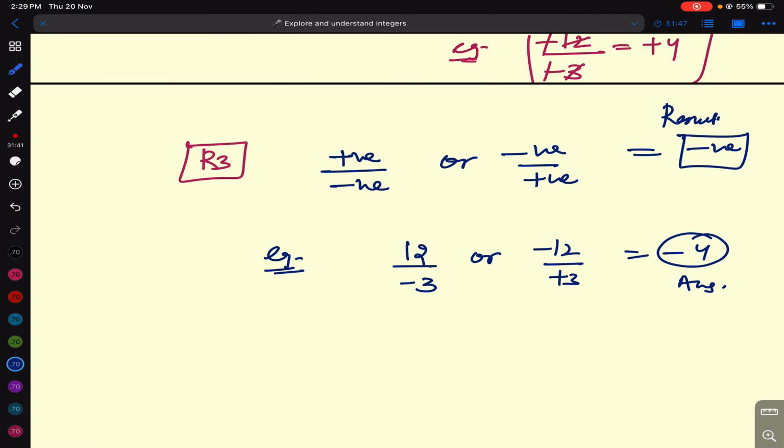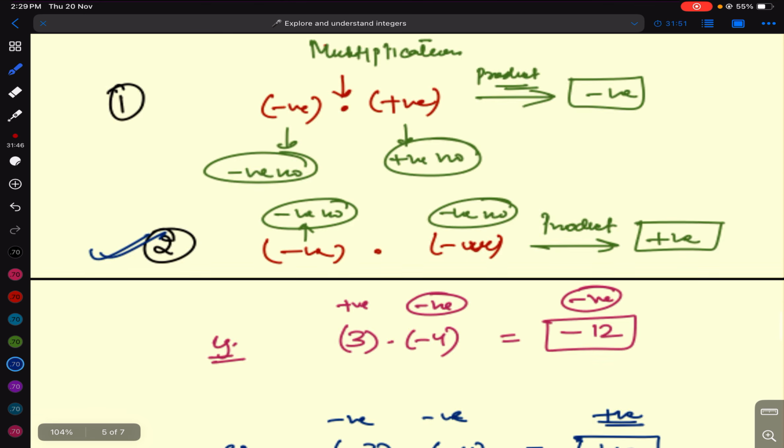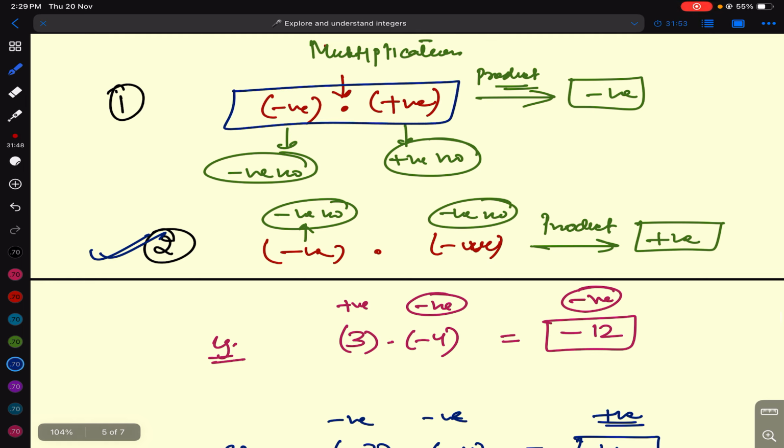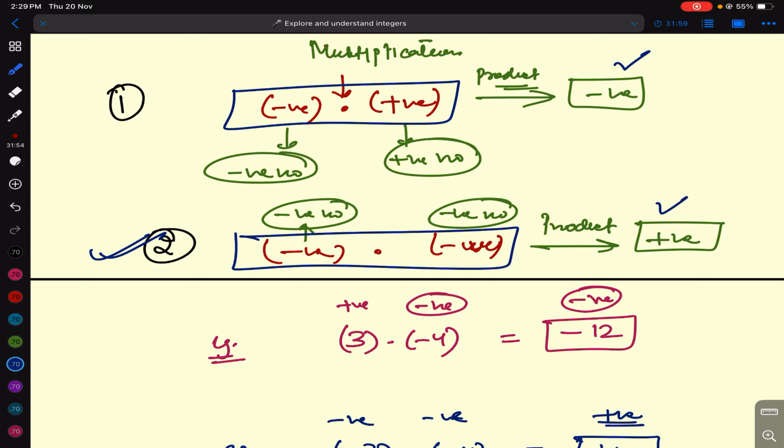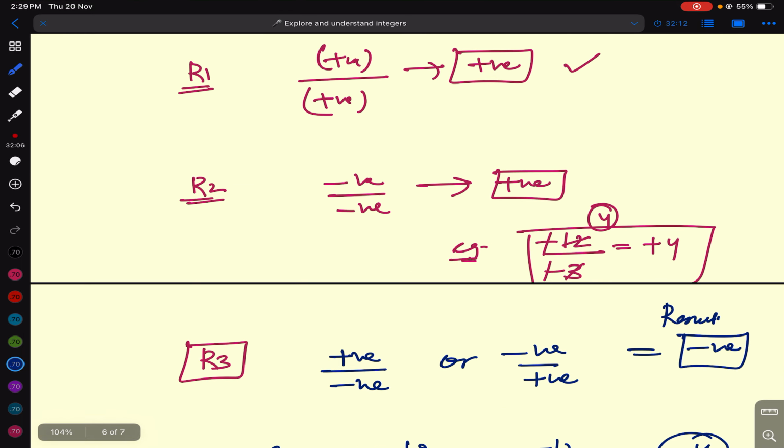Same rules we could see in the case of multiplication also, right? When we had two different signs being multiplied, we had negative in the result. When we have two negative signs in the multiplication, we had positive. Now you could have assumed that when we have positive multiplied with positive, it's obvious that the result is still positive, right? The exact same rules we have discussed in the case of division as well.